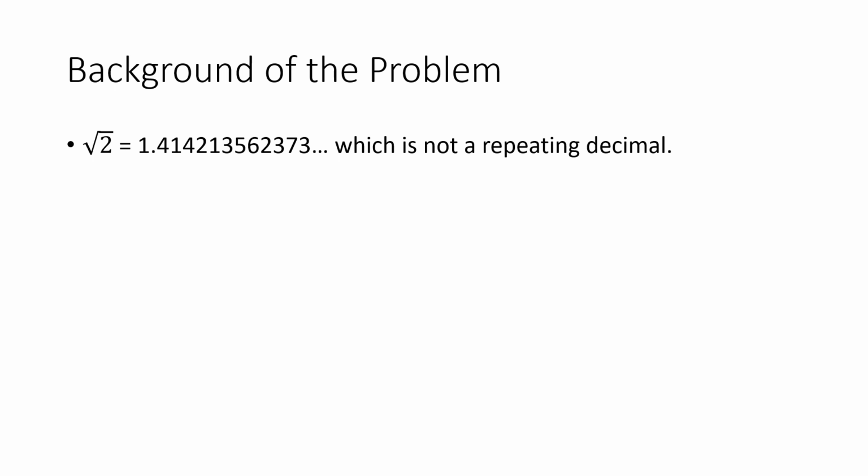So a bit of background. If you type square root of 2 into a calculator, you get something like 1.4142. The important thing to note here is that the decimal does not repeat. And this is one of the characteristics of irrational numbers. They cannot be expressed as a repeating decimal.